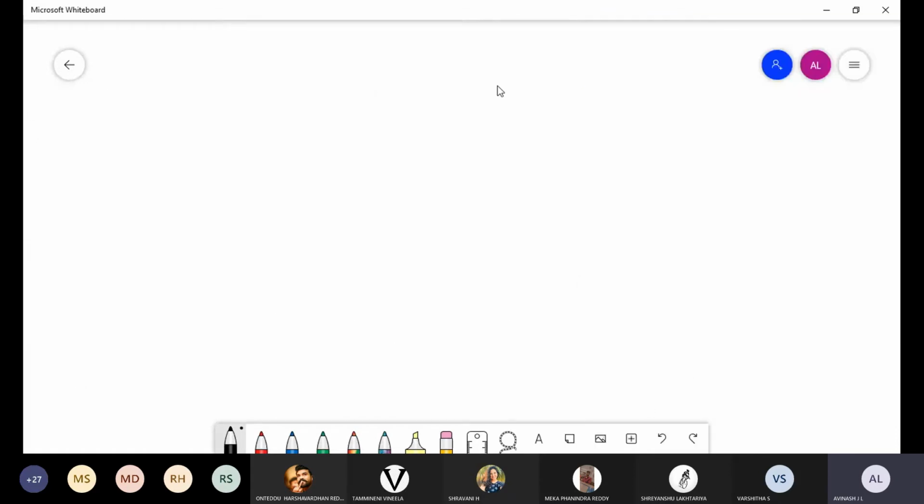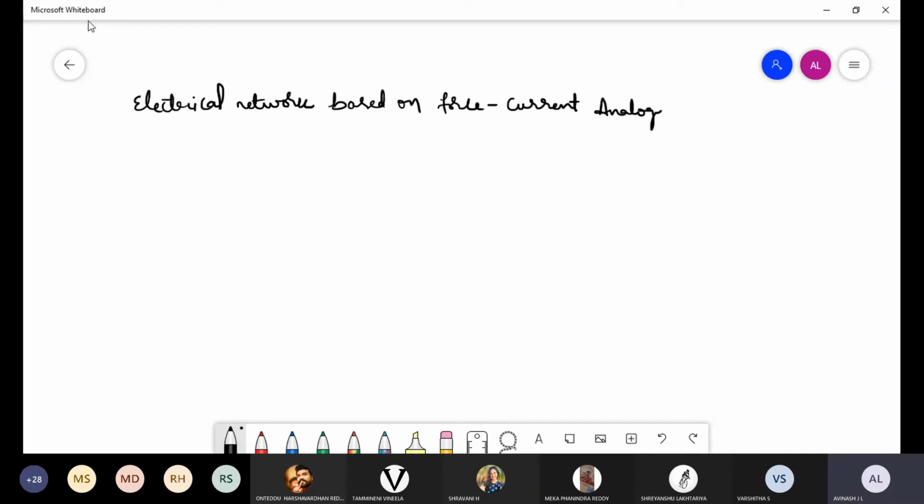So now I will write the answer, that is the electrical network based on force current analogy. Electrical network based on force current analogy.